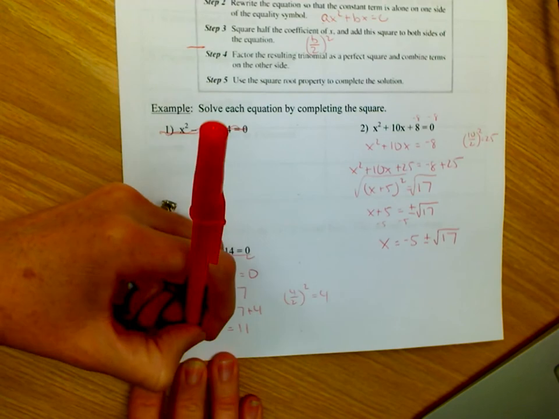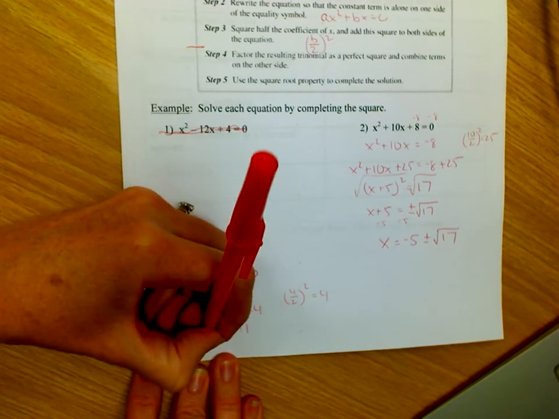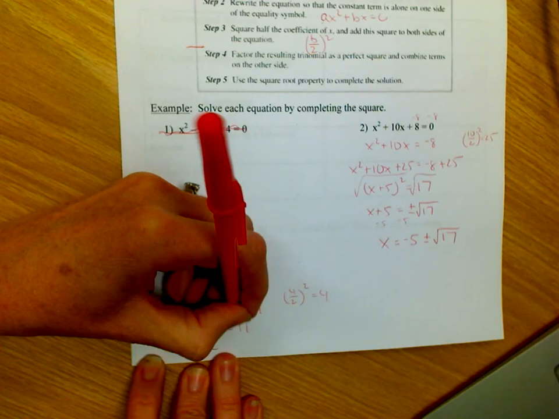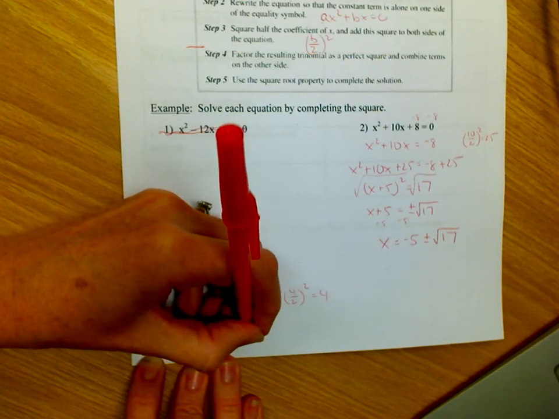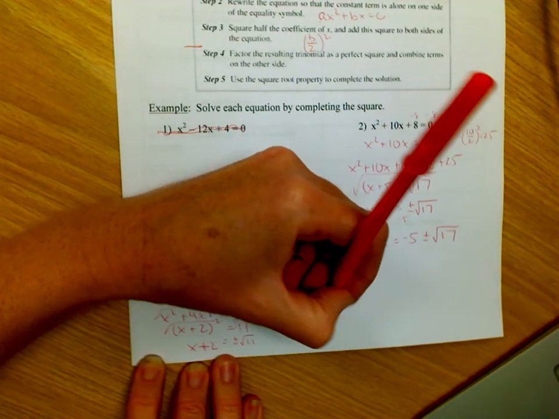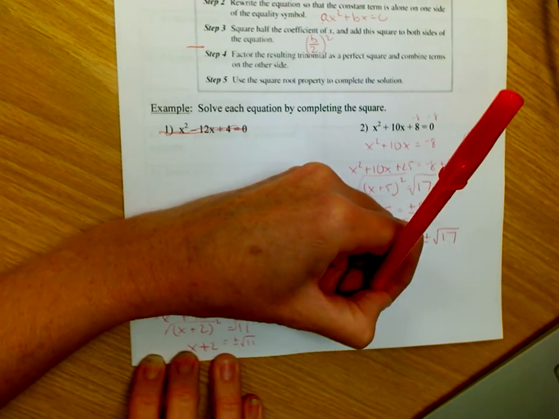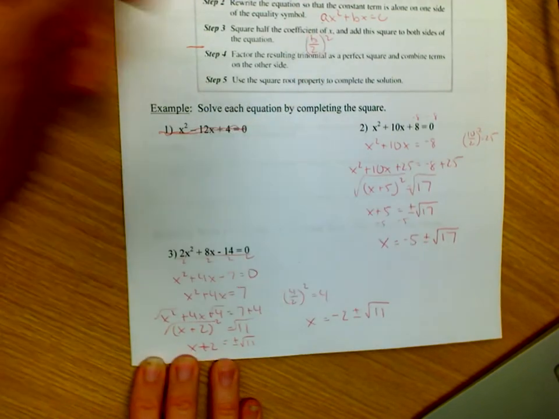And when I solve by square roots, you will end up with x plus 2 equal to positive or negative square root of 11. And so when I subtract 2, my final answer is negative 2 plus or minus the square root of 11.